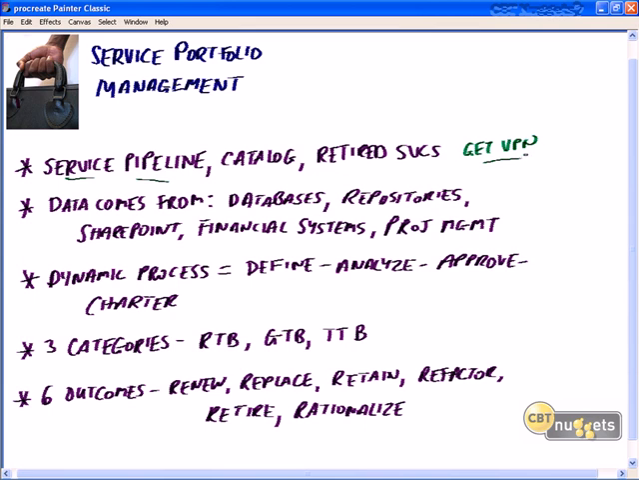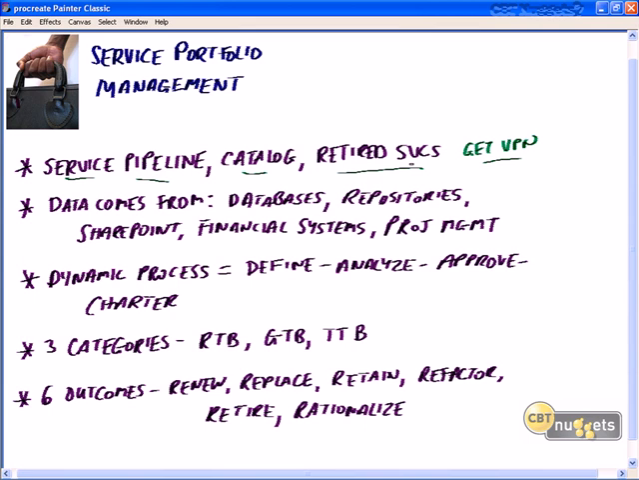Then, of course, we have the category of the service catalog, and these are the actual live services that we are offering now. Okay, these are the ones that are available to be deployed and sold to our internal customers or to our service provider customers. And then we have the third category. Those are decommissioned services, those that have been disposed of or retired. Okay, so those are the three main categories.